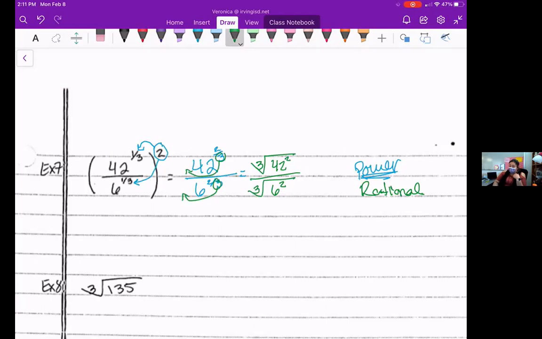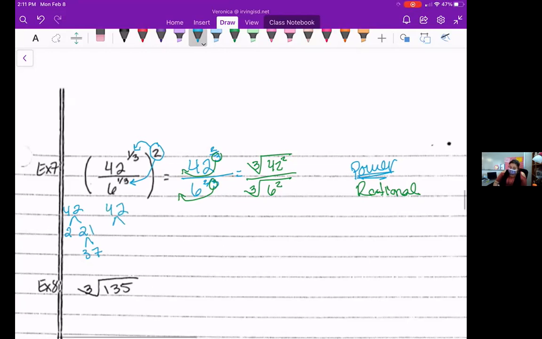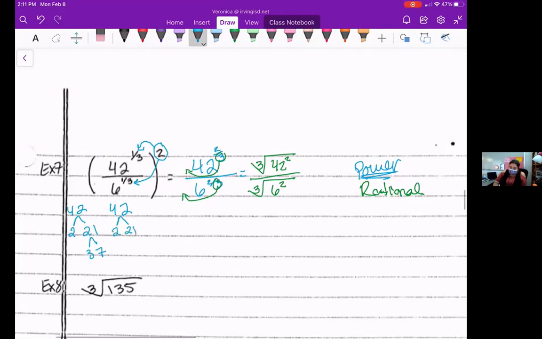So what I like to do, instead of doing 42 squared, which would be 1,764, is check what factors 42 has. So I'm gonna come over here and do 42 first. So 42, well, what gives me 42? 2 times 21, and 21 is 3 times 7, right? But we have 2 of those. So we have another 42, and that's gonna be the same thing. 2 times 21, and 21 is 3 times 7.